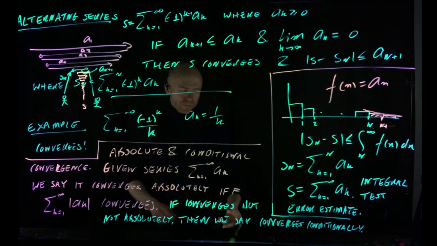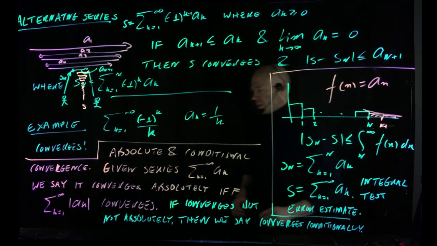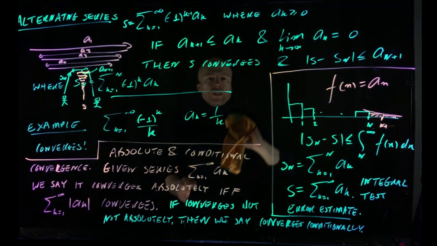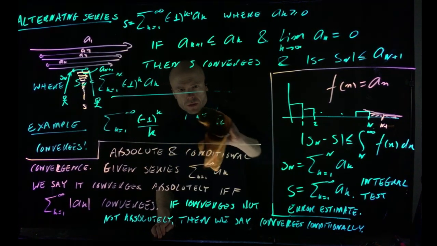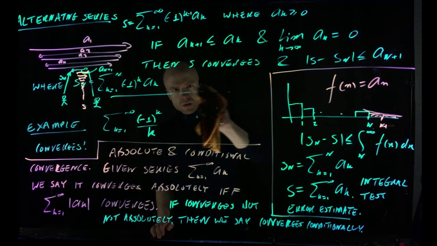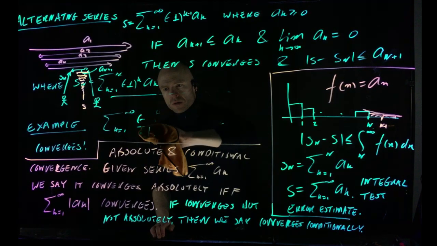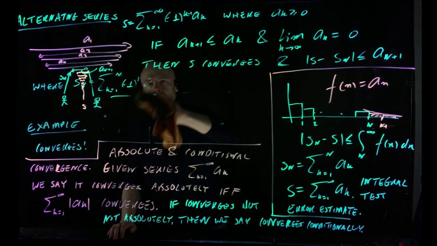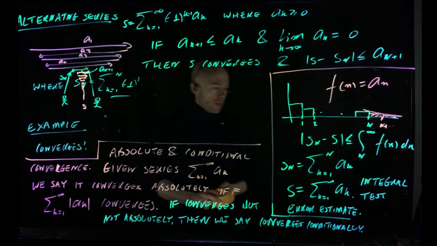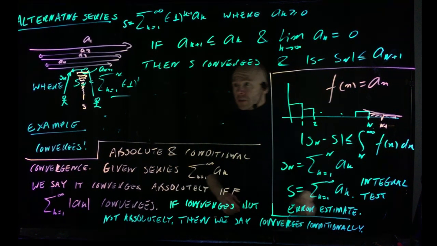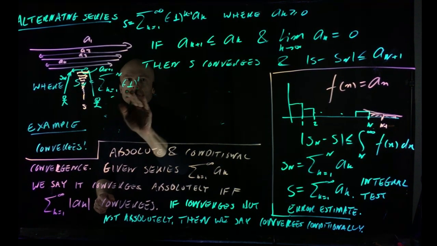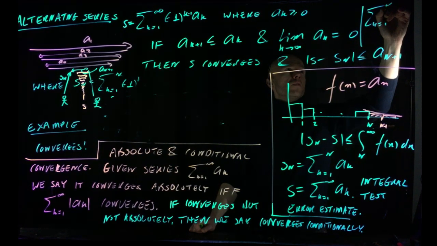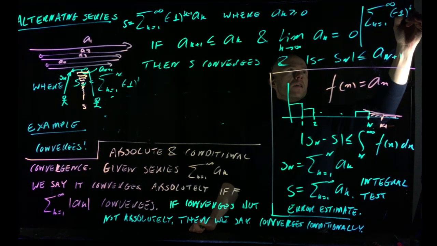Okay, so it is a theorem, and not a very hard theorem, that if something converges absolutely, then it converges. So converging absolutely is a more special thing than just converging. An example of something which converges conditionally is this series, the sum from k equals 1 to infinity of minus 1 to the k over k.